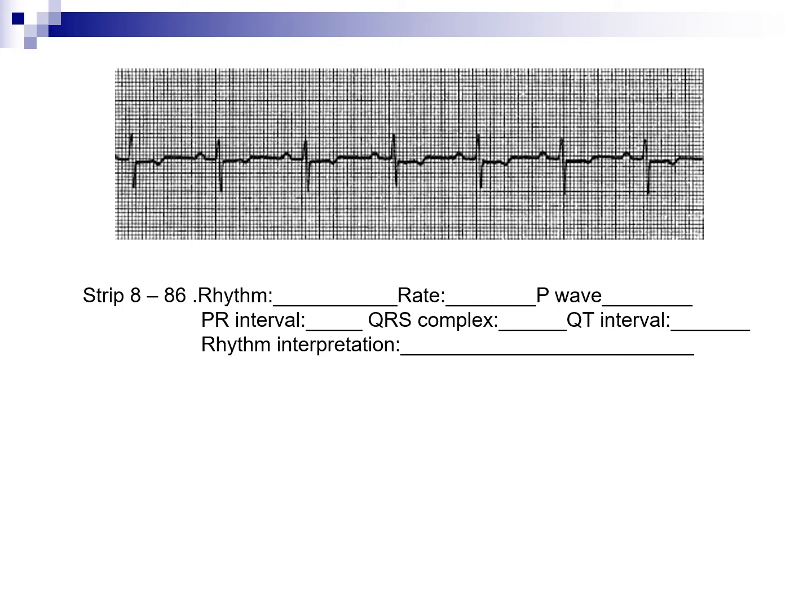The PRI is 0.24, about 6 boxes. The QRS is normal, 0.08. The QT interval is, again, because you have this flipped T, you want to go from the beginning of your QRS to where the T comes back up, and that would be 0.48. So the interpretation of this rhythm is first degree AV block because there's only 1 P for each QRS.